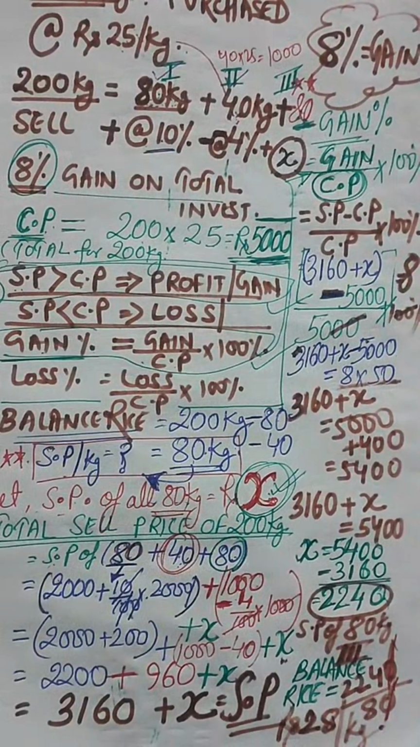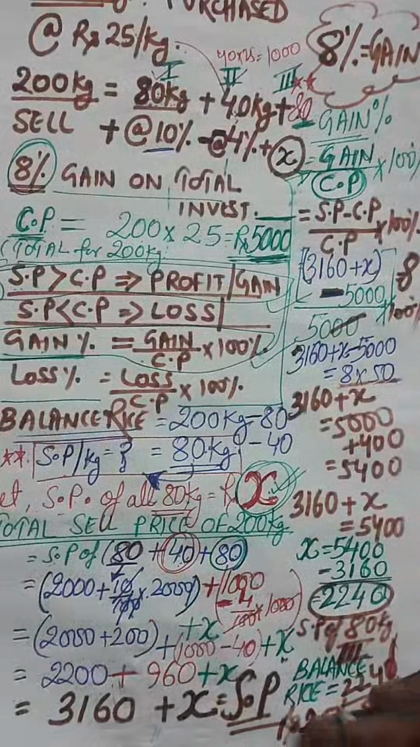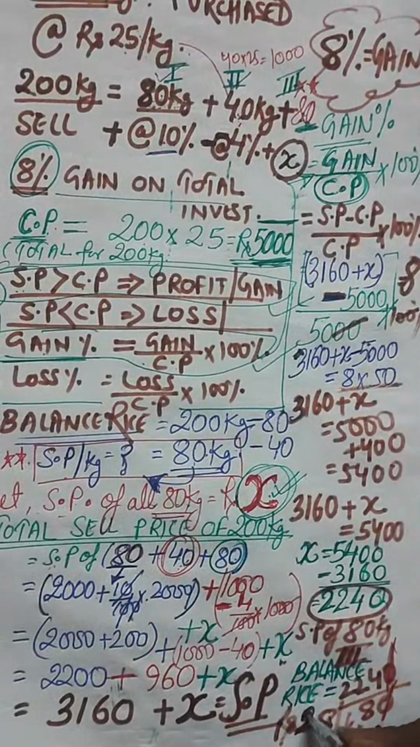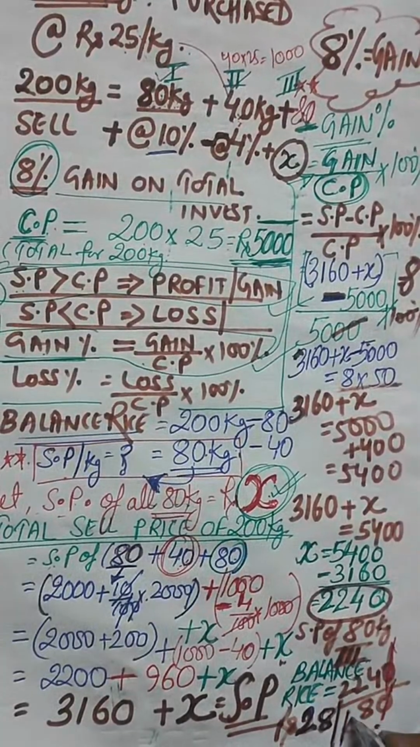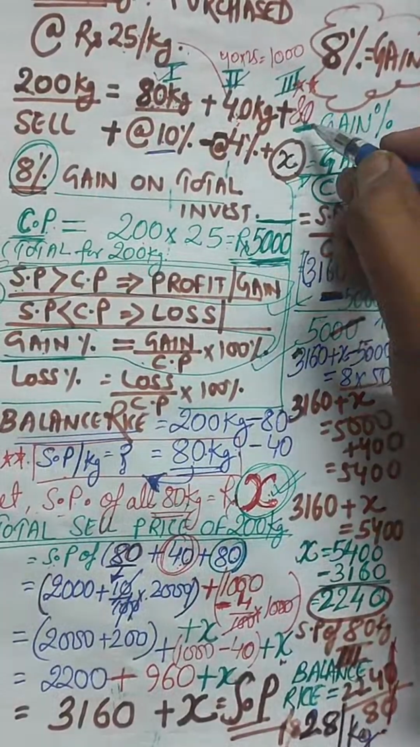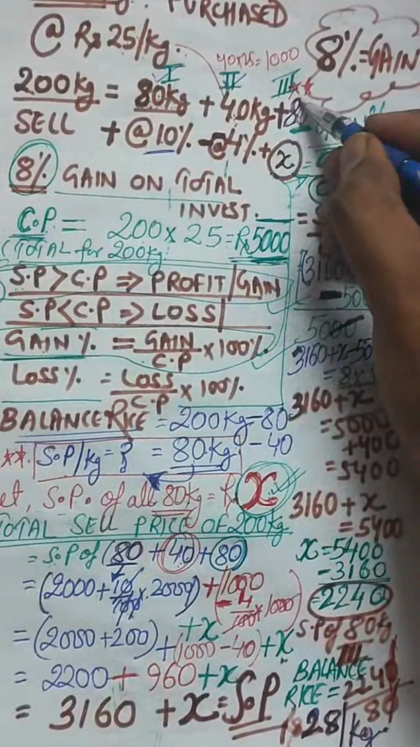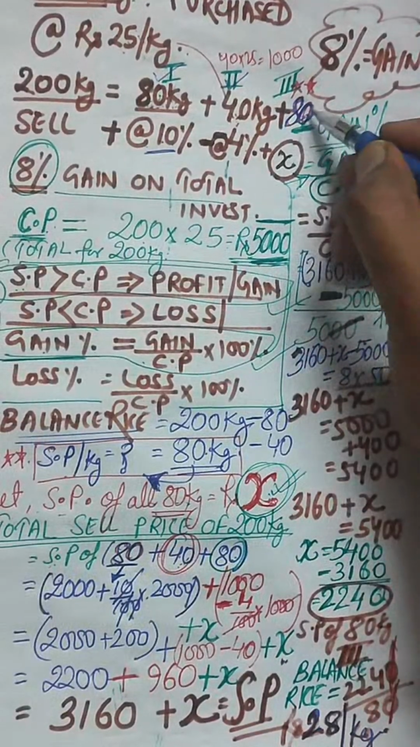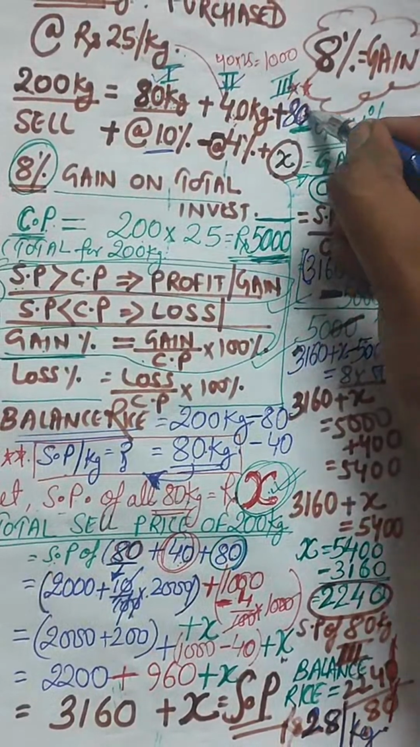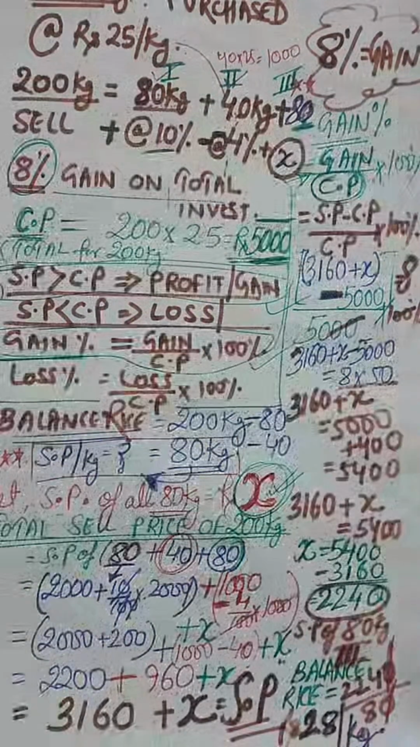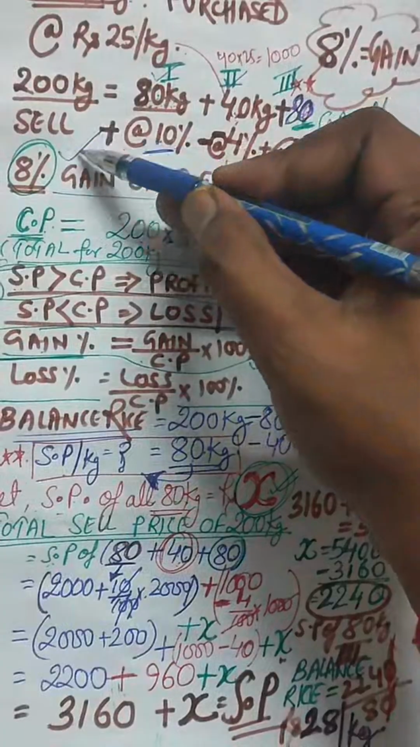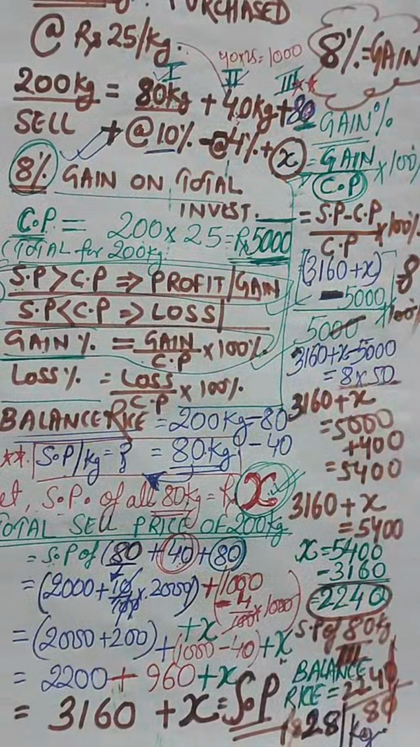Here you can see we approached our answer. 28 per kg should be the rate of this third part, this 80 kg of rice. The grocer should sell this third part at the rate of 28 per kg. Then only he would be able to make a profit of 8% on the total investment, right?